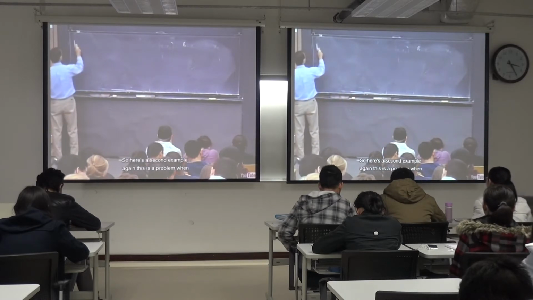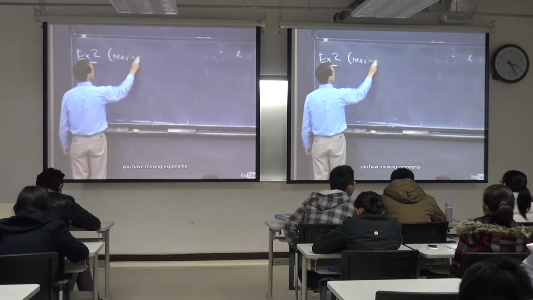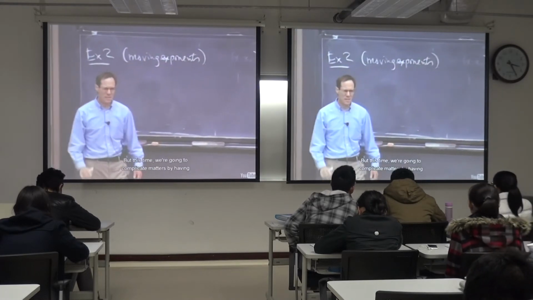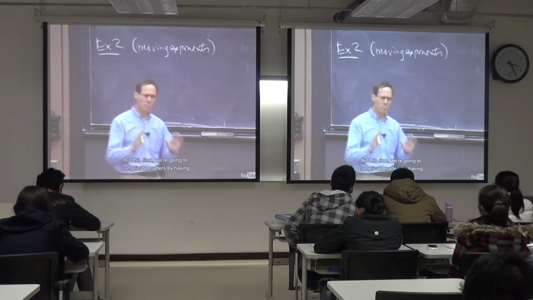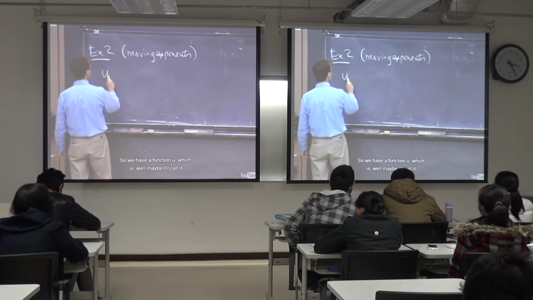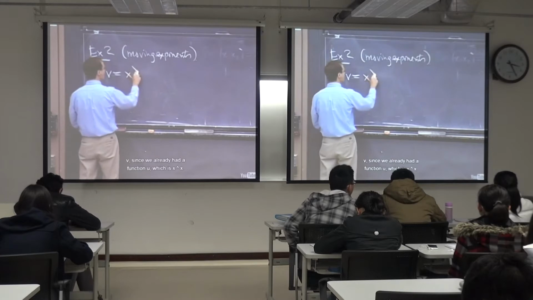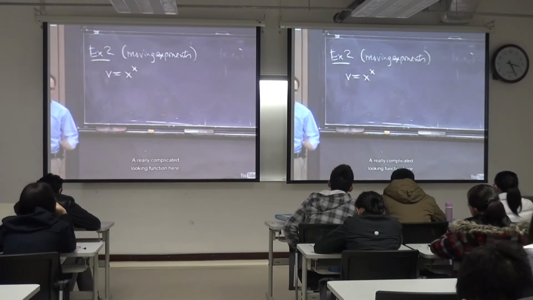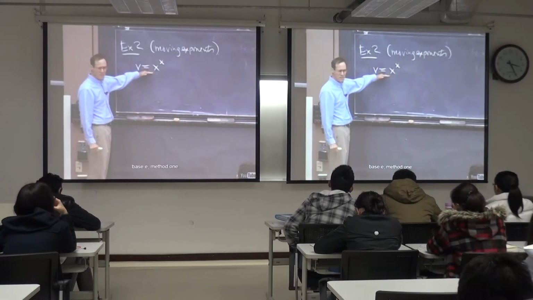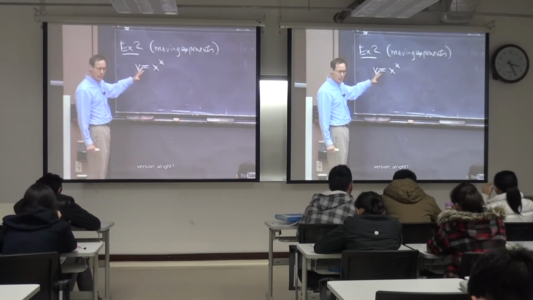So here's a second example. Again, this is the problem when you have moving exponents. But this time, we're going to complicate matters by having both the moving exponent and the moving base. So we have a function u, well, maybe I'll call it v, since we already have a function u, which is x to the x. Really complicated looking function. So again, you can handle this by converting to base e, method 1, but we'll do the logarithmic differentiation version.